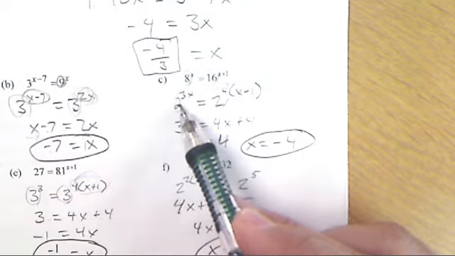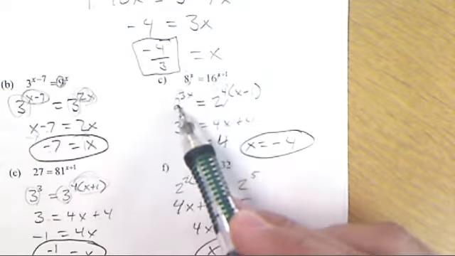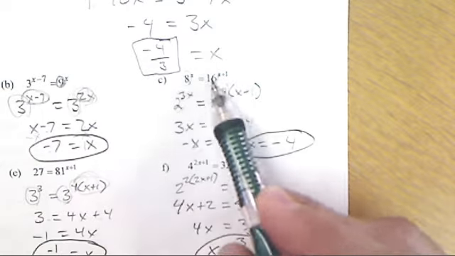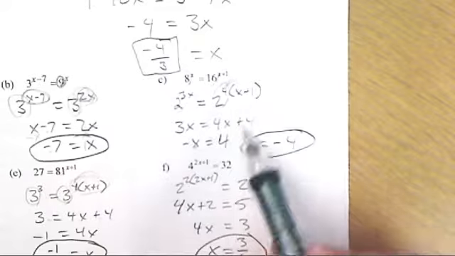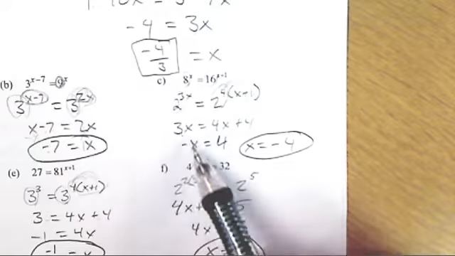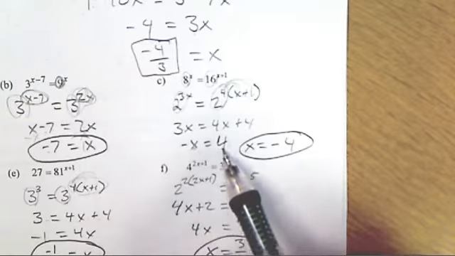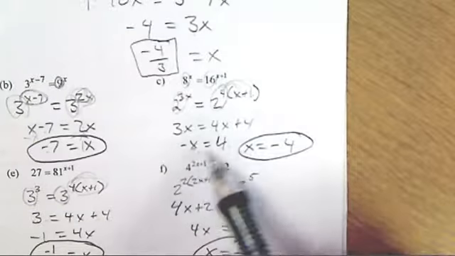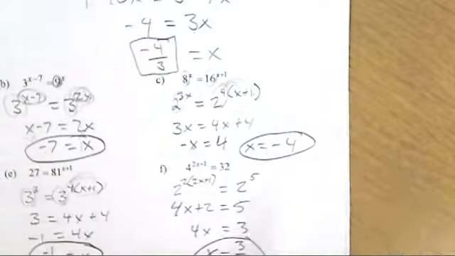Base has to be the same, so I always go to the lowest base. 2 to the third is 8. 2 to the fourth is 16. Don't forget to distribute the 4 to both terms. Subtract, get negative x equals 4, and then divide by negative 1 on each side, so x equals negative 4.